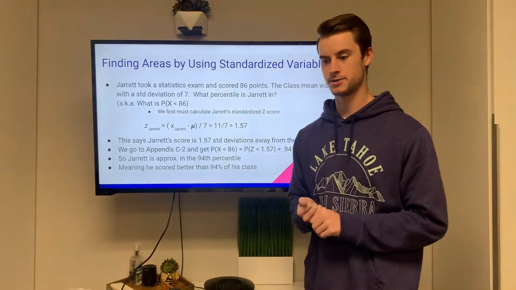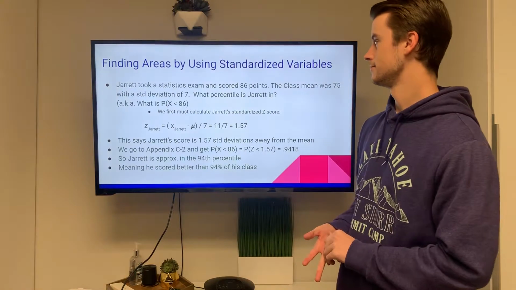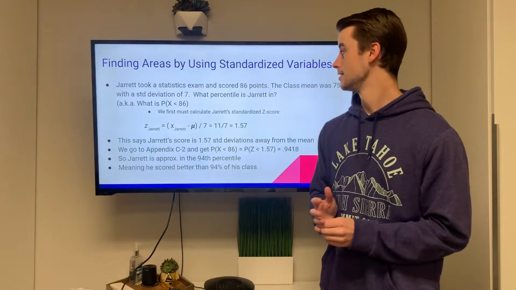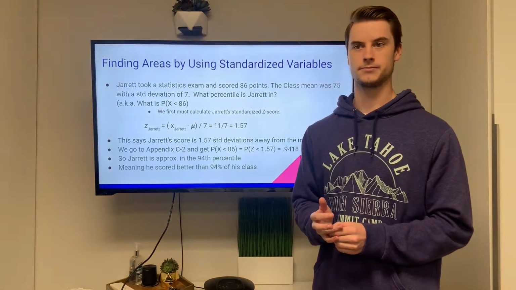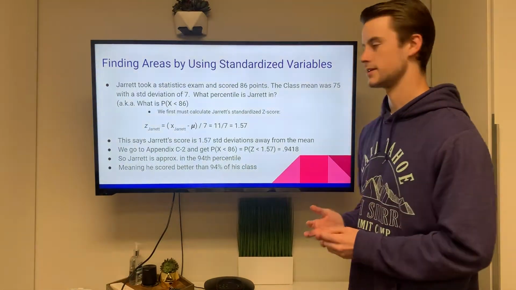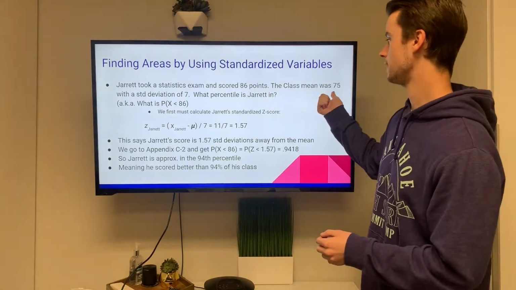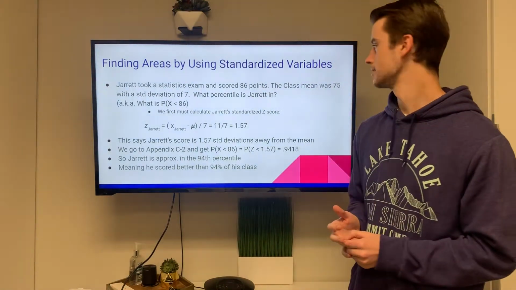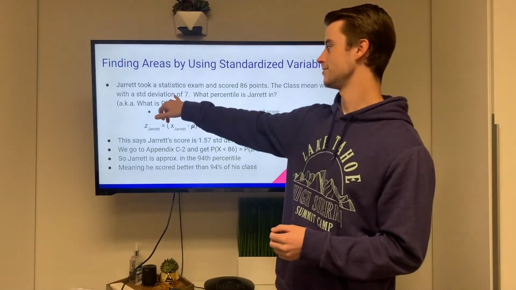Again, we can find the areas by using standardized variables, right? So let's just say, obviously we had an exam today. Let's say Jarrett took the exam and he made 86 points on it, 86 out of 100, let's say. The class mean was 75, right? Not a bad mean, but could be better, I guess. I'm hoping for a higher mean on this test. But it has a standard deviation of 7, right?